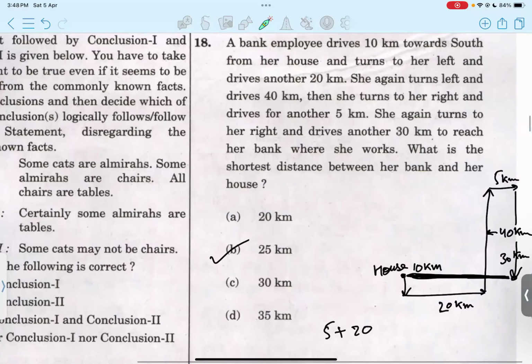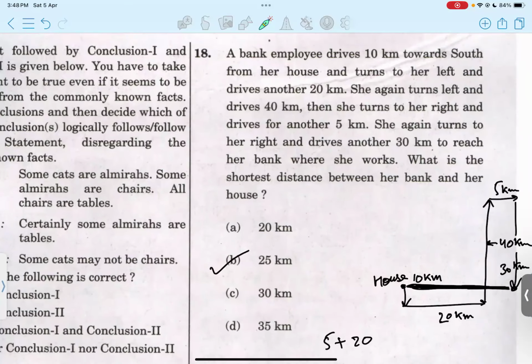18th question. So this is again on the basis of direction and movement. The easiest way to solve these types of questions is you just keep drawing as per the directions given. So we start from this position and you can see how we are moving, and finally we reach this point. So we have to calculate this distance. So it would be 25 kilometers.